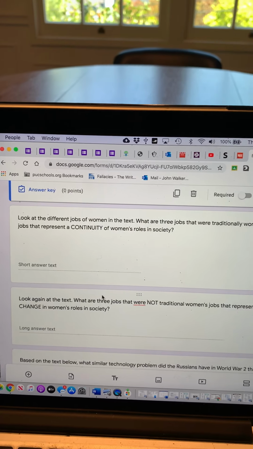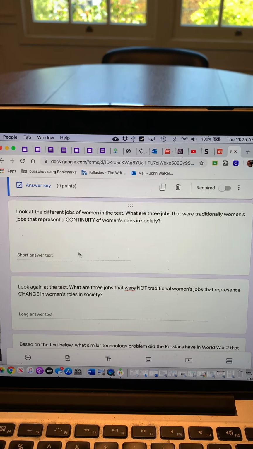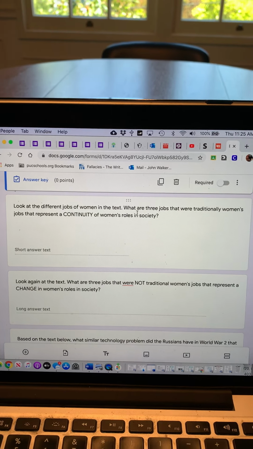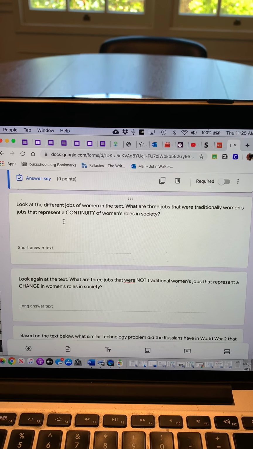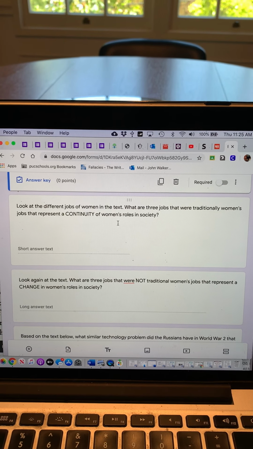The next question, this is where we talk about continuity and change. Look at the different jobs of women in the text. What are 3 jobs that were traditionally women's jobs that represent a continuity of women's roles in society? And so for this, you have to ask yourself, which of these jobs are traditionally women's jobs that were expected of women, the roles that women had? And we know that it was a patriarchal society where women did not have the same rights or opportunities as men. And so take a look at these jobs that were limited to just women, traditional female jobs.